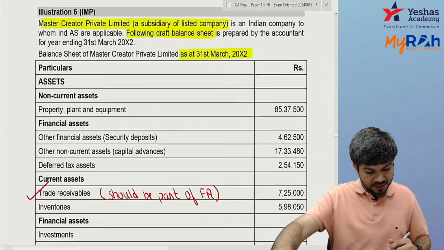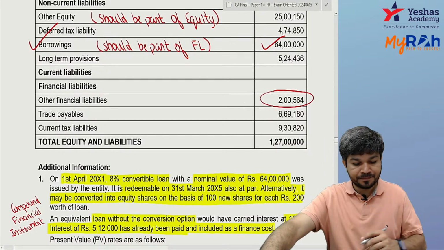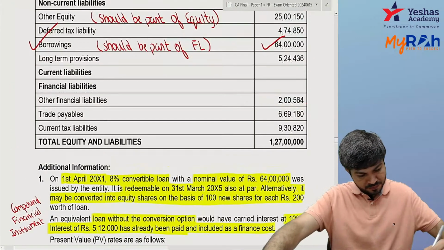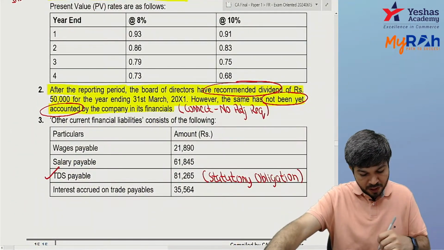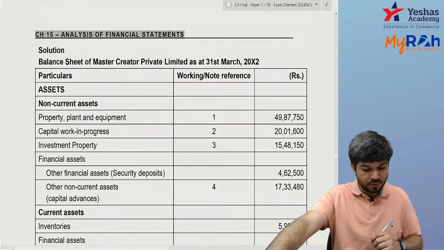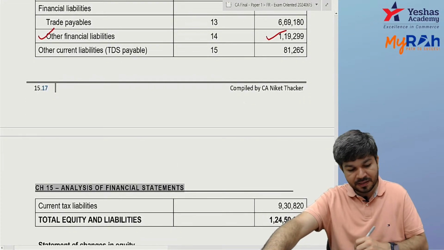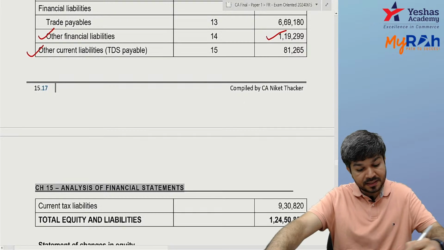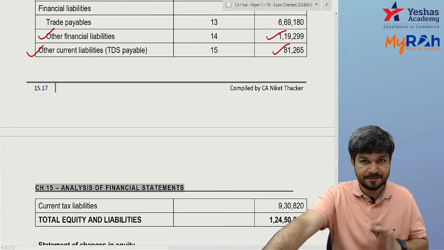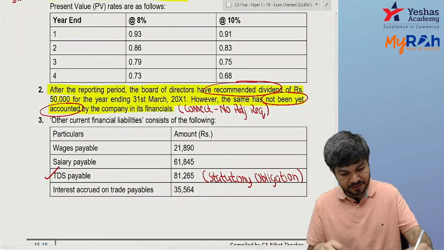Okay, so let's do one thing. Other financial liability, we got 2,564,000. Out of 2,564,000, remove how much? 81,265 to be removed, leaving 119,299. So go and check the solution. Did you find 119,299? And this comes under other current liability. Done, this point is over. It's a statutory obligation, other current liability.